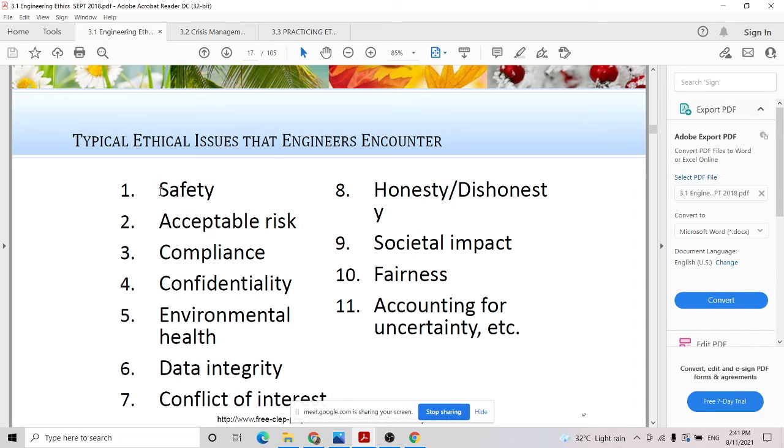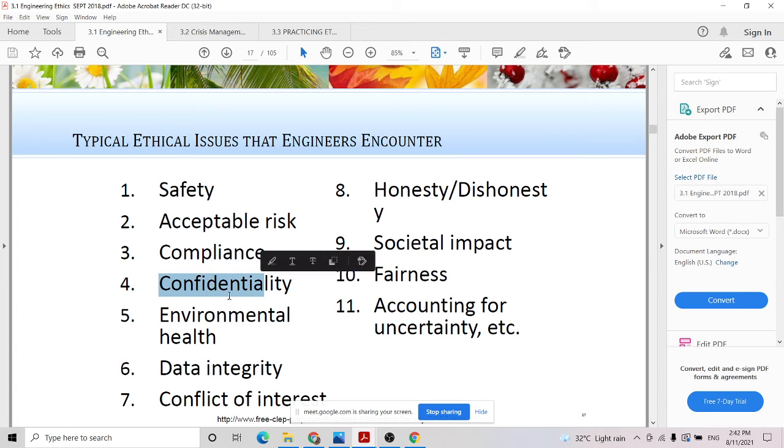First of all, you will talk about safety. Then, let's say for example a nuclear power plant, if you decide to install it, what is the acceptable risk? If the risk is excessive, it cannot be accepted, but you need to manage the acceptable risk. And then the compliance, for example rules and regulations from the local authority and the local government. So what is the compliance?